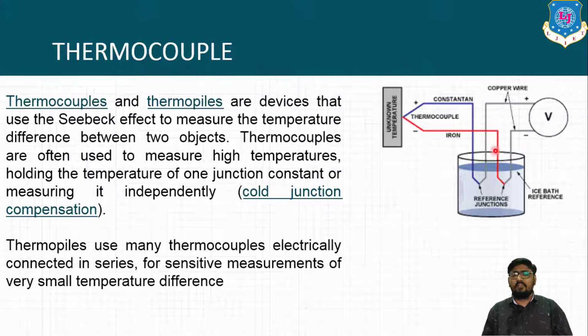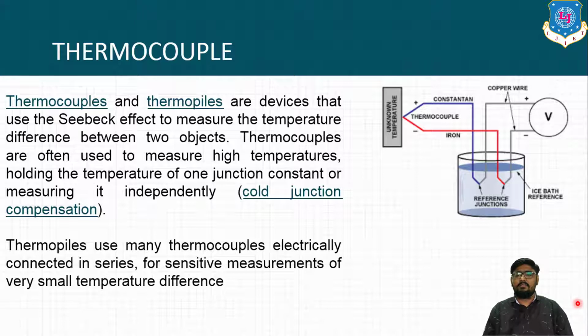So as you can see in the figure, the unknown temperature source, that is the hot temperature, is there, and a reference temperature, an ice bath reference, is there, which means it is at 0 degrees centigrade. Ice bath means the ice is melting, so it is definitely at 0 degrees centigrade. As you can see, iron and constantan are the two different metals used to form a weld.